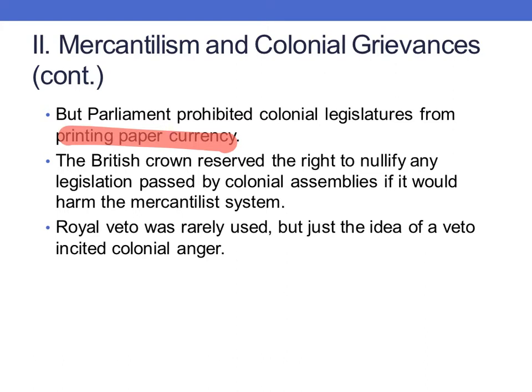Now, the Crown reserved the right to veto things, but the colonists didn't mind so much obeying the Crown. It's when Parliament gets involved in the British system at the time. They didn't necessarily think Parliament had much of a say over them because they saw themselves as basically royal, so a royal colony, so the king could make decisions but not necessarily Parliament.